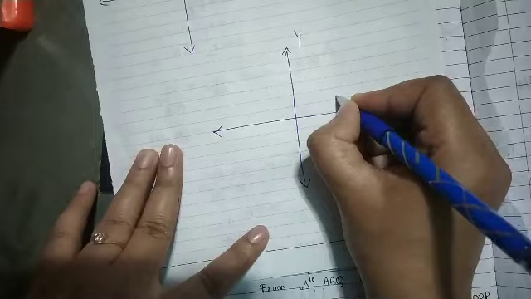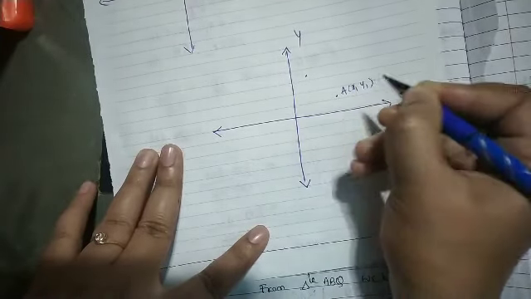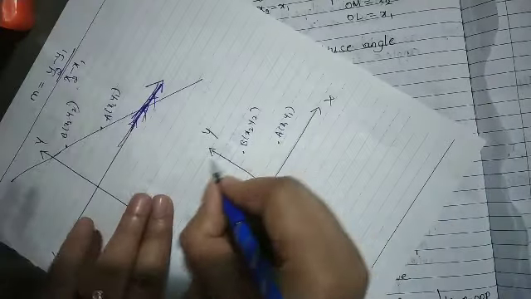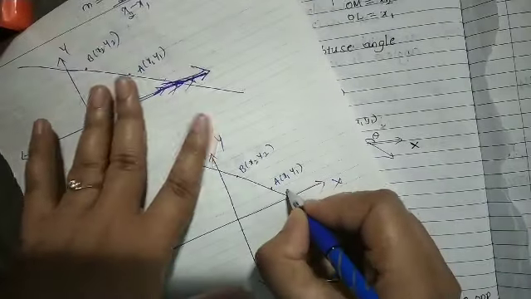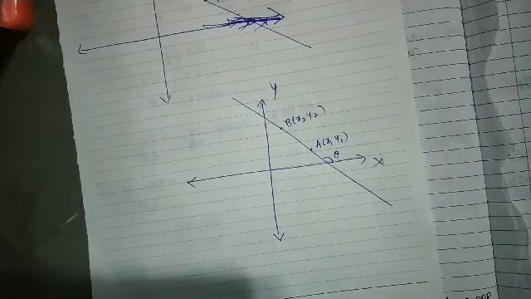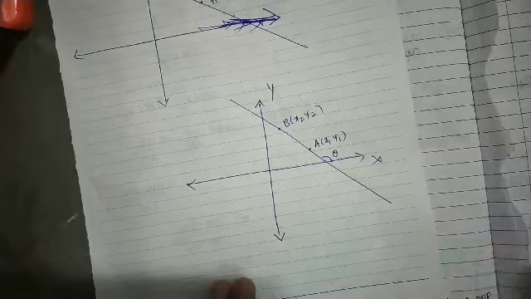So here I will take the point A and point B. A is x1, y1, B is x2, y2. I will join these two points and extend it. You will get a line, and this is the angle theta. So angle theta is made by the line AB with the positive direction of x-axis.